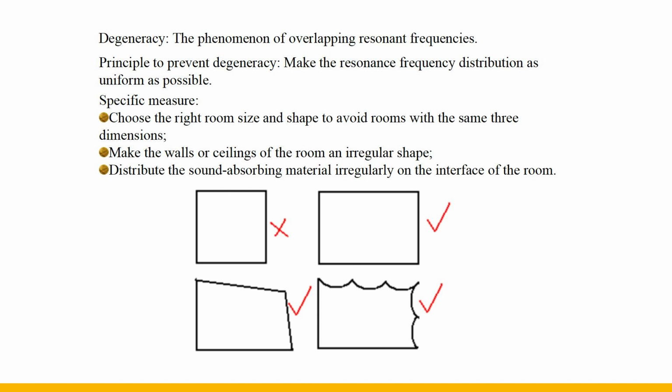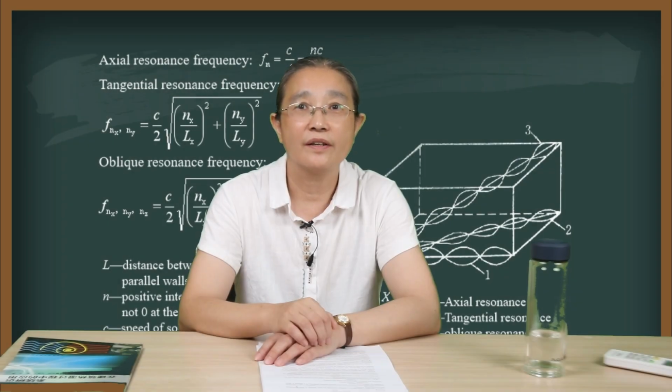Specific measures include: 1. Choose the right size and shape of the room and avoid a room with the same three scales. 2. Make the walls or ceiling of the room into an irregular shape. 3. Distribute the sound-absorbing material irregularly on the interface of the room. You can use the calculation formula of resonance frequency to check whether there is degeneracy in the surrounding rooms, and check whether there is a possibility of degeneracy in your architectural design work.